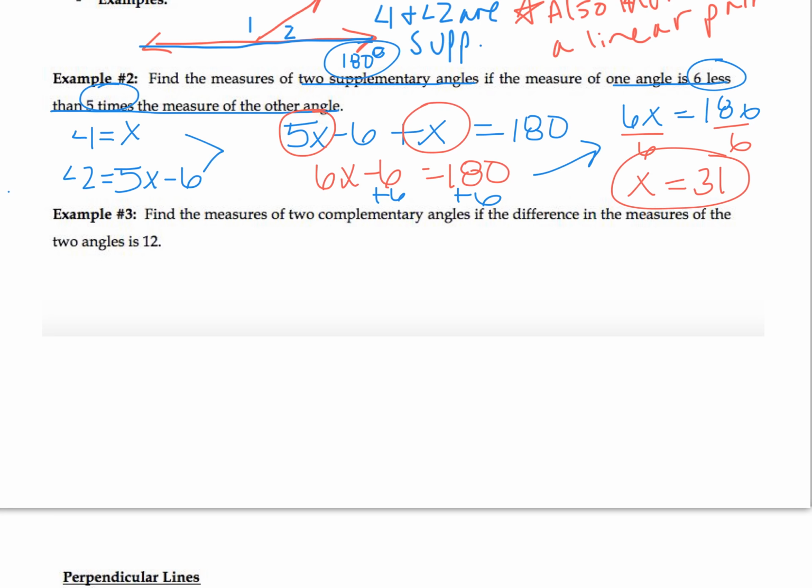We're not done yet, though, because we're supposed to find the measures of these angles. Well, we know x is 31, so that means angle 1 over here is 31 degrees. If we plug 31 in here, and we do all the math, 31 times 5 minus 6, we're going to get 149. But I want you to recognize, don't write this down, that if you did 180 minus 31, because you knew the measure of the first angle, you would get 149. So you can do it either way.